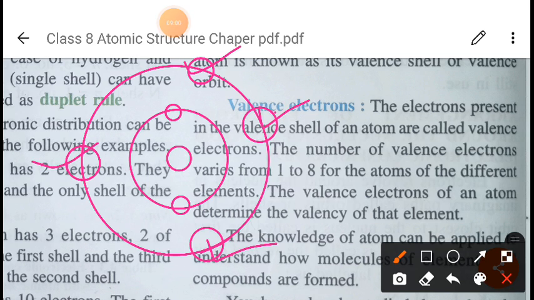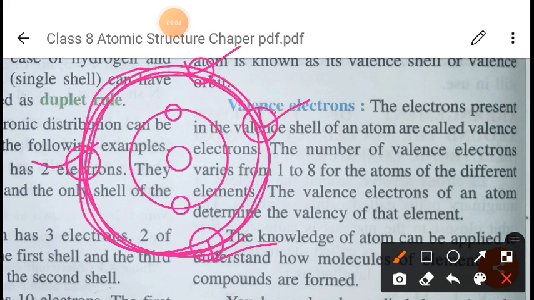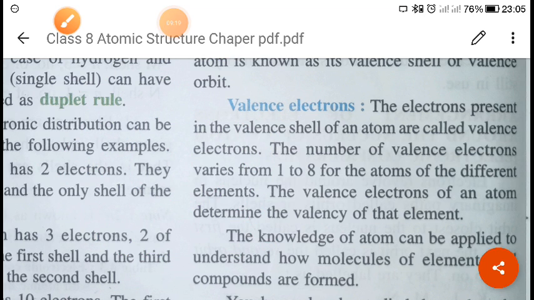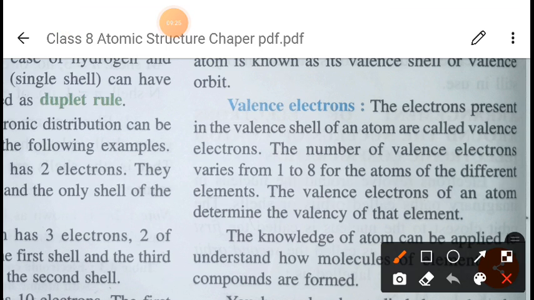Why is it called a valence electron? Because it is in the valence cell. What did I tell you about the valence cell? The valence cell is the outermost cell, right? So this one is the outermost cell for this atom. Since this is the outermost cell, how many electrons are there? 1, 2, 3 and 4 electrons are there, right? So the number of electrons present in the outermost cell of an atom is called what? Valence electron. Okay, I hope you have understood this.